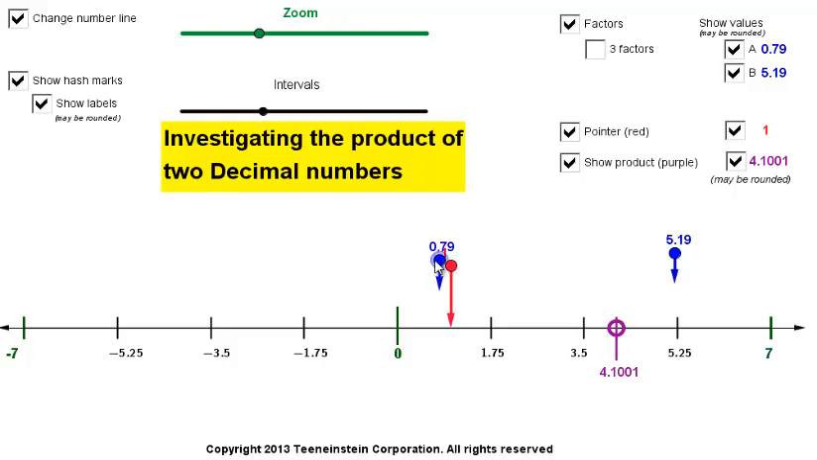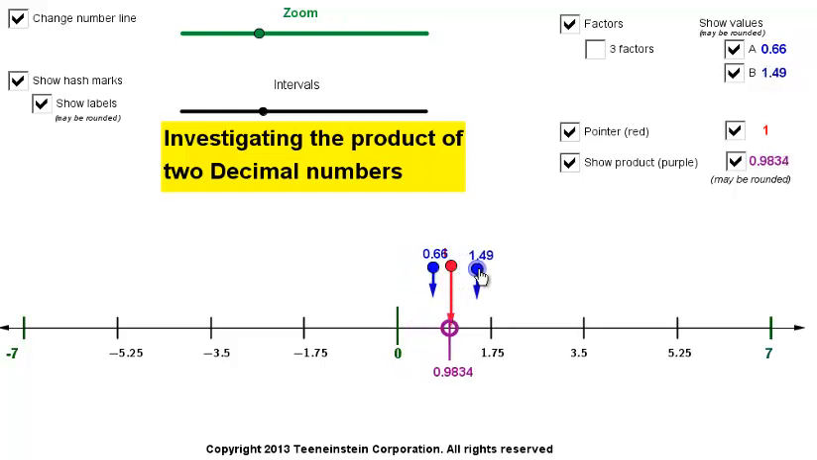When you multiply, if A is less than 1 and B is more than 1... When both A and B are less than 1, the product is also less than 1, wherever it may be. When both are positive and in between 0 and 1, 0 is here, 1 is at the red point here, the product is also less than 1.